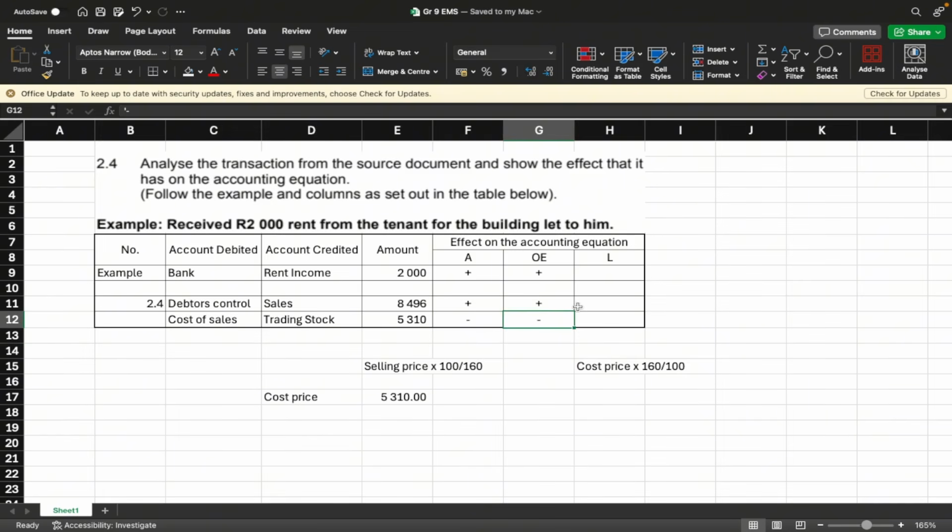Remember, this transaction has nothing to do with liabilities. Liabilities is money that you owe other people. We're not owing anyone here. It's actually our customers owing us, so it's not a liability, it's an asset. I hope it has made sense.